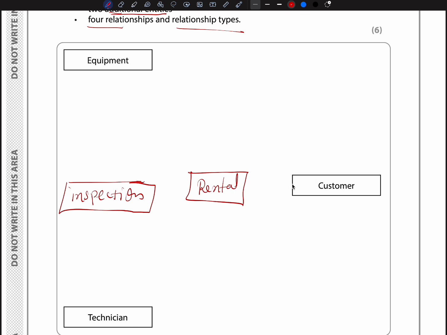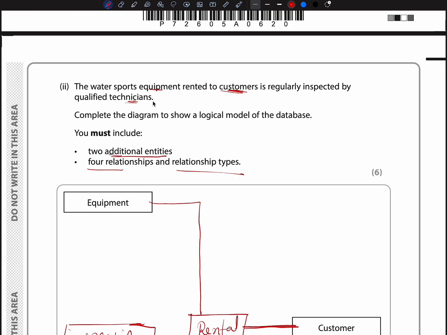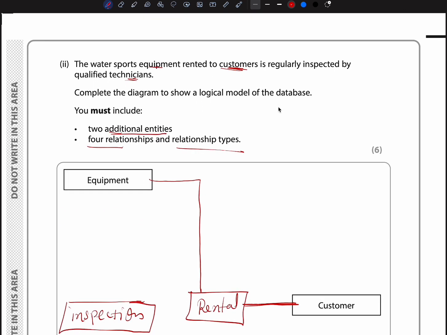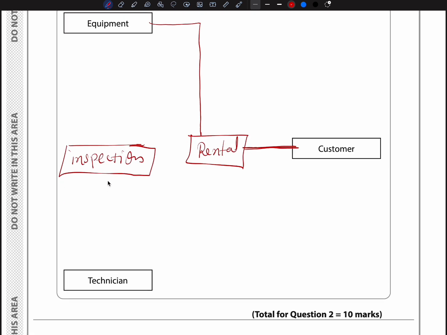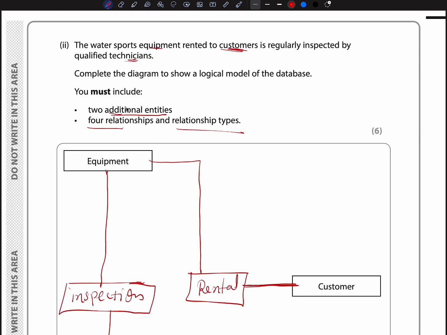Now customer rented, right? Rental, customer rental. So customer and rental have some relationship. And then what can we rent? Equipment, right? So with rental we have a relationship with equipment. Now they are saying that the qualified technician does the inspection, right? So that means technician has a relationship with inspection. And what are they doing the inspection for? They're doing the inspection for the equipment, right? So this is the relation. That means we already completed the two additional entities.